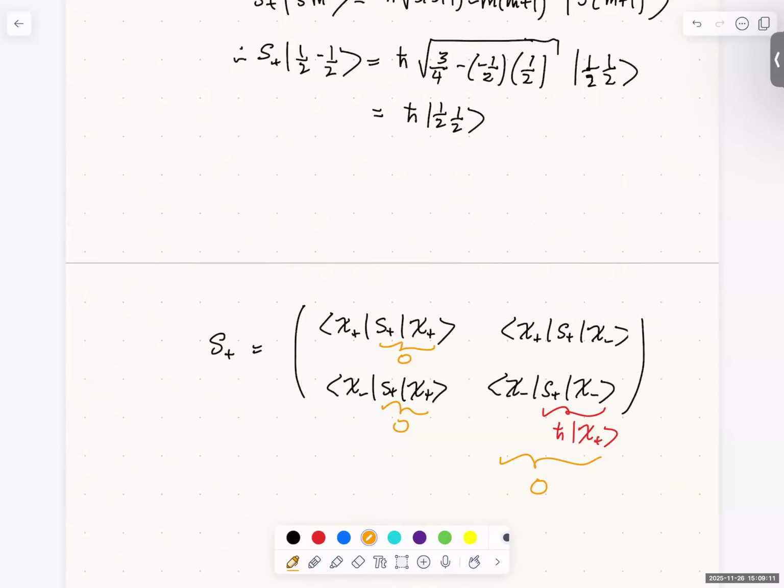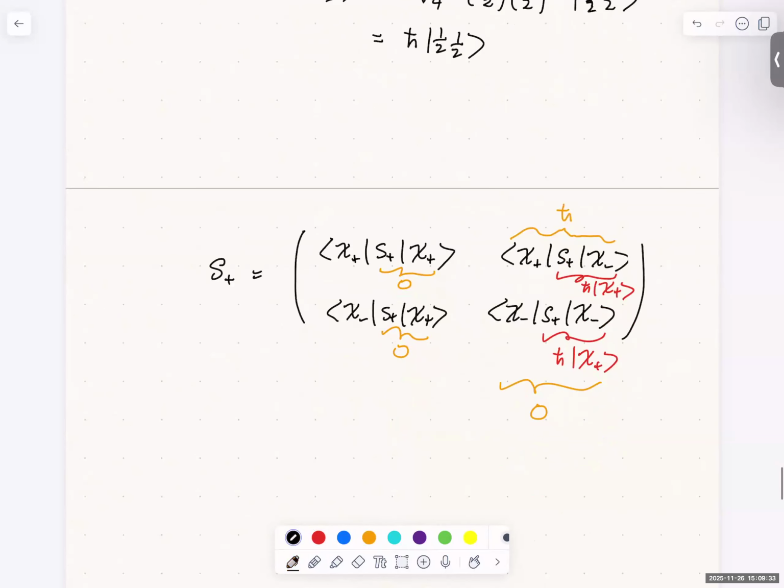This is the only one that's not 0. So this one is going to be H bar chi plus, and then we're going to get chi plus, it's going to be a 1, and it's going to leave just the H bar. And so we're going to get just H bar here. And so our S plus matrix representation of that operator is 0, 1, 0, 0.